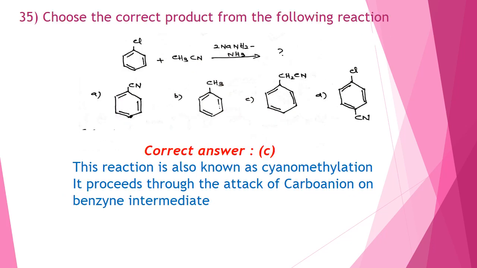Question number 35. Choose the correct product from the following. Chlorobenzene is heated with methyl cyanide in the presence of NaNH2 in ammonia. Here, the reaction is also known as cyanomethylation, and it proceeds through the attack of a carbanion on the benzyne intermediate. Here, the correct answer is C.